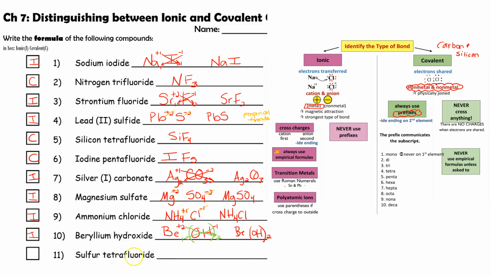Last, we've got sulfur tetrafluoride. Things I'm noticing: sulfur is a nonmetal, fluorine is also a nonmetal. So two nonmetals together is covalent, and I have a prefix. So I know it's going to be covalent. Remember, there are no charges with covalent compounds, so I'm not going to look up any charges. I'm just going to have sulfur, and fluorine; tetra indicates a subscript of 4.